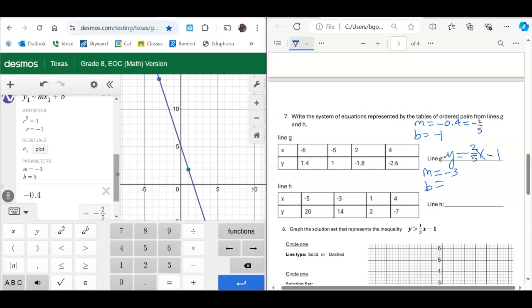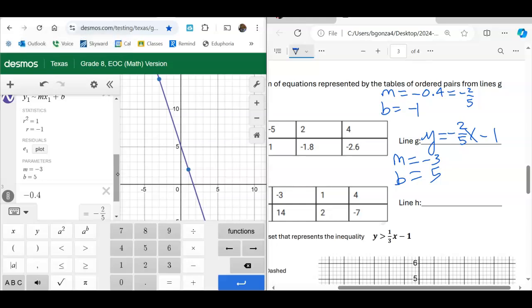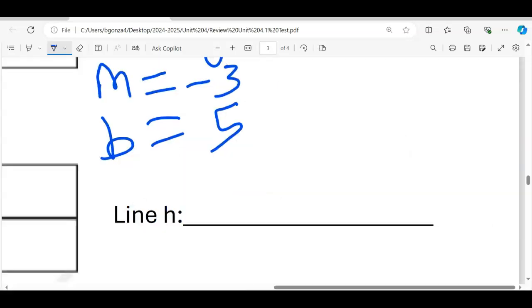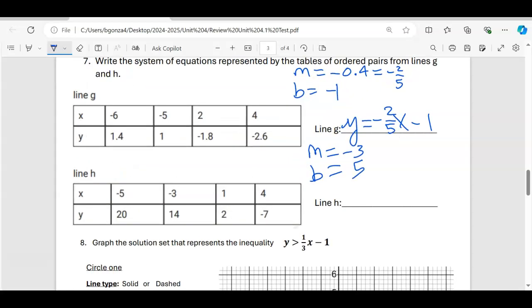Sorry. And then b equals 5. So y equals negative 3x plus 5. Sorry, I'm having difficulties with my pen. But that's the system of equations represented by the table of ordered pairs from lines G and H.